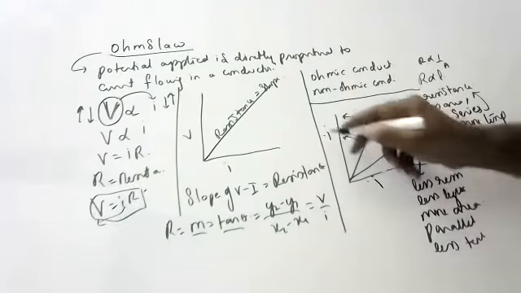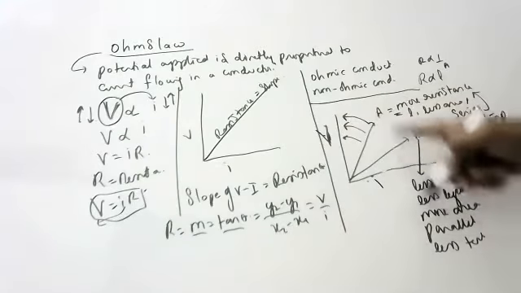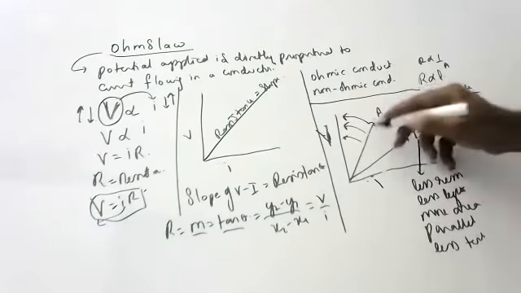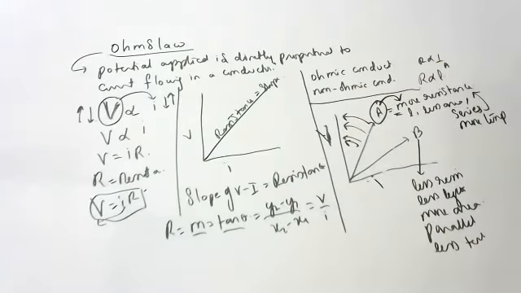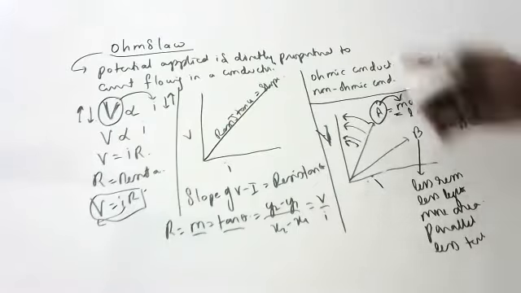Okay, children? So they will give two graphs and ask which is having more resistance. Whichever is nearer to V will have more resistance, more length, less area, is connected in series, and will have more temperature.